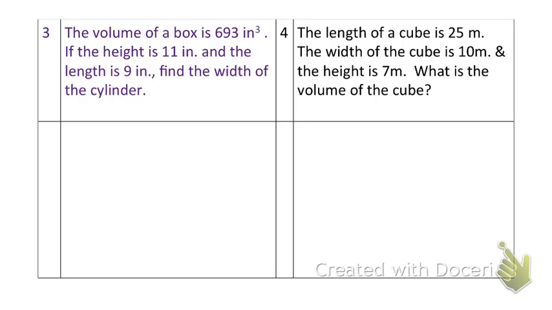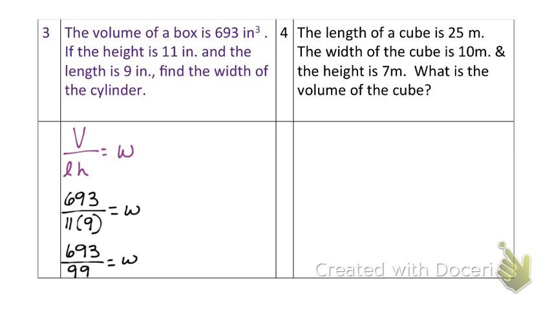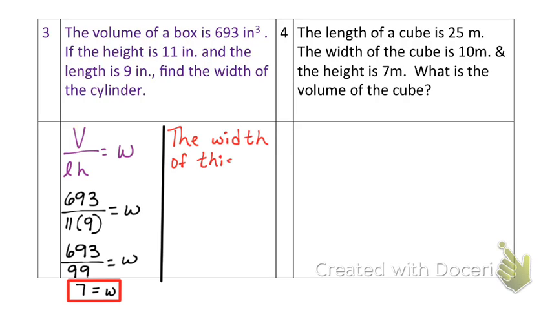For this one, we're looking for the width. So I'm going to use the formula V over LH equals W. I'm going to substitute my volume in: 693 over 11 times 9 equals W. Then 693 divided by 99 equals W. And when you do that division, you get 7 as your width. Make our statement: the width of the cylinder is 7 inches.